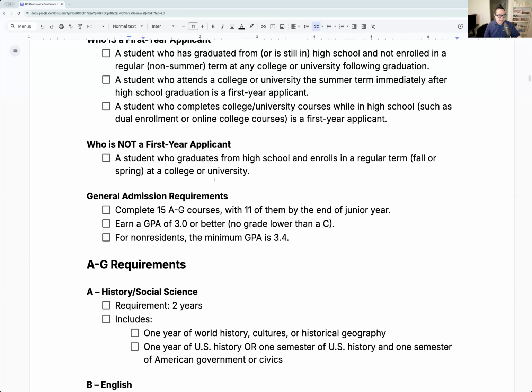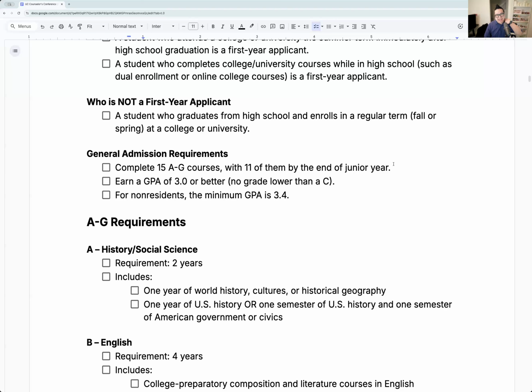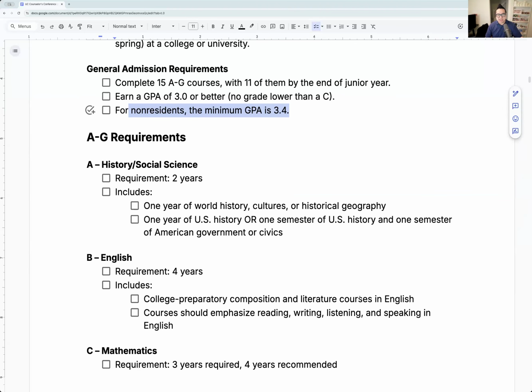All right. Again, this is the A through G requirements. The A through G is this: A, B, C, D, E, F, G, 7 categories of classes. We'll talk about it in a little bit. Earn a UC GPA of 3.0 or higher. If you're a non-California resident, 3.4. So the A through G requirements are the classes you're gonna take to graduate, to apply to the UC system.